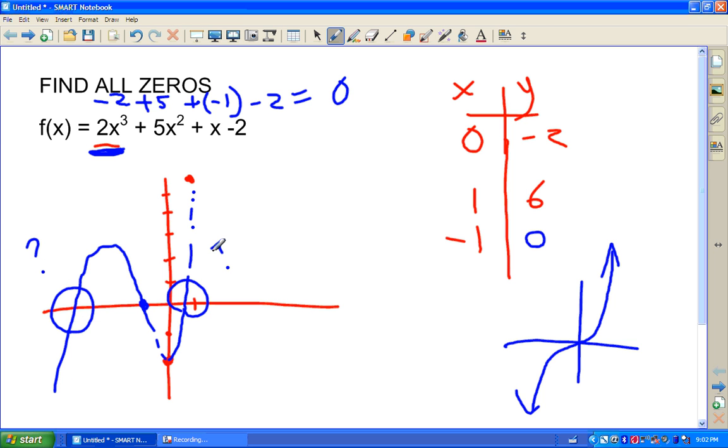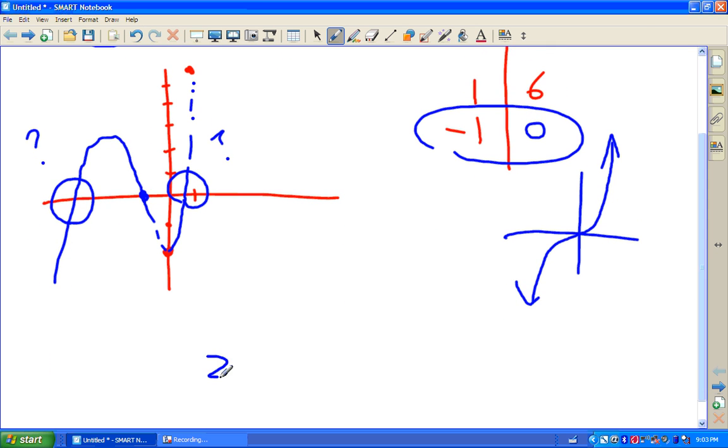How do I find that? Well, the answer is that you take the one that you found, or x plus 1, and we're going to divide it now. Okay, so I'm going to go over here and do my long division. 2x cubed plus 5x squared.